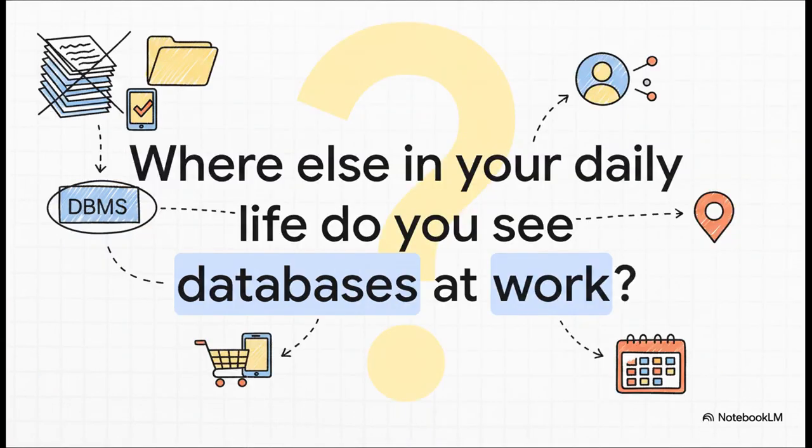So, the next time you're scrolling on Instagram or ordering food on Zomato or buying something from Amazon, just stop and think for a second. All of them are using powerful databases to manage lakhs and crores of records without making mistakes. It's all because of these simple ideas you learned today. So think about it. Where else do you see databases working all around you?